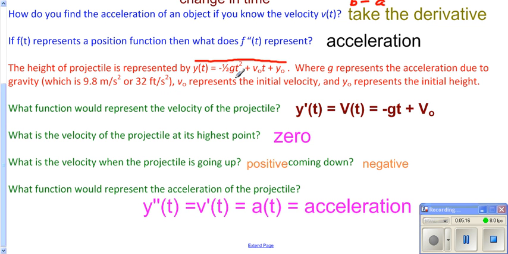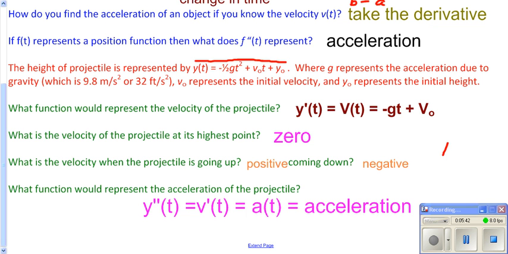Your velocity of this, remember, is just your derivative. So you've got to take your derivative, put your exponent of 2 in front. 2 times that negative a half is just the negative. You'd still have g, you'd have a t to the first. Derivative of this here is v naught. This is your initial height, that's just a constant, that goes to 0.